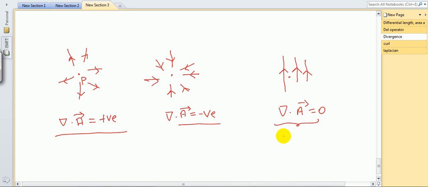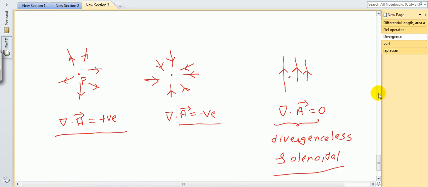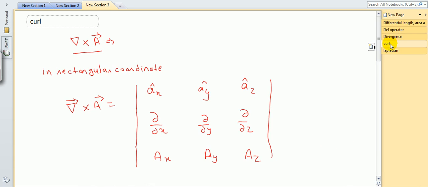and the field is then known as divergence less, or solenoidal. I can say the field is solenoidal. So these are the few things about the divergence. Now we'll move to our new topic, that is curl of a vector.